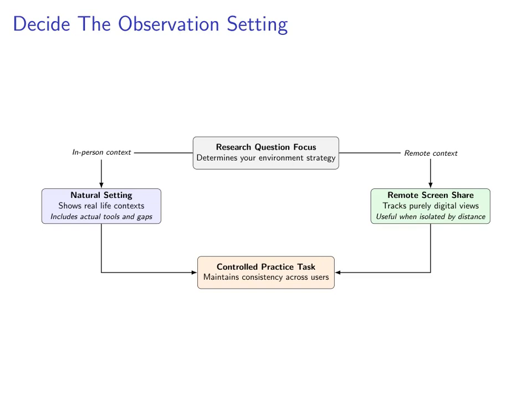Observation can happen in different settings. A natural setting shows the task in real life, with real tools and interruptions. A remote screen share can show digital actions when meeting in person is not possible. A controlled practice task gives more consistency across users. Each setting changes what you can learn, so choose the setting that fits the research question.